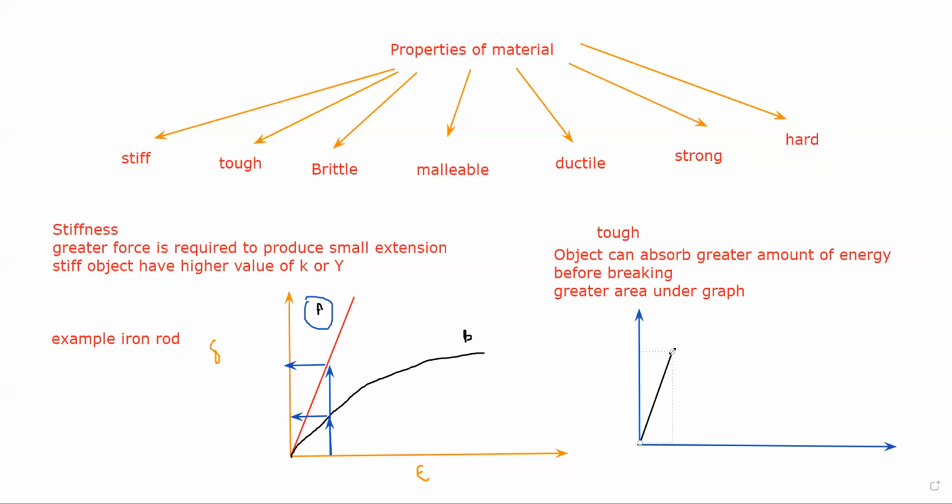So you have two objects, one is A, another one is B. Which is the tough object, which has a greater area under the graph, A or B? Because the area under the graph shows the energy stored in the material. If it is a force and extension graph, it is energy stored. If it's a stress and strain graph, that is called energy density. That we will discuss later.